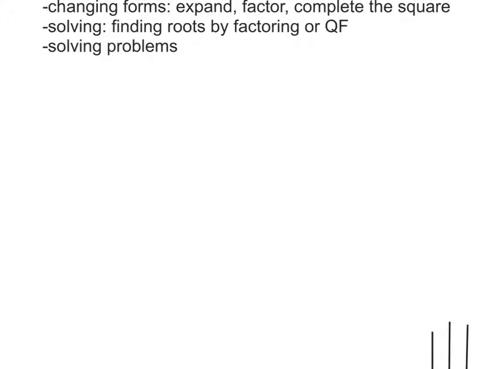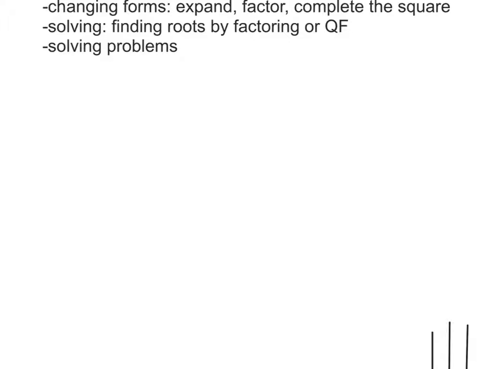And then in chapter 6, we completed the square to change to vertex form. We found the roots by factoring or by using the quadratic formula. And we looked at solving problems, word questions to do with parabolas. So we're going to quickly go over those, and hopefully this will jog your memory so that you can start looking at questions from chapters 4, 5, and 6 to practice for your exam.